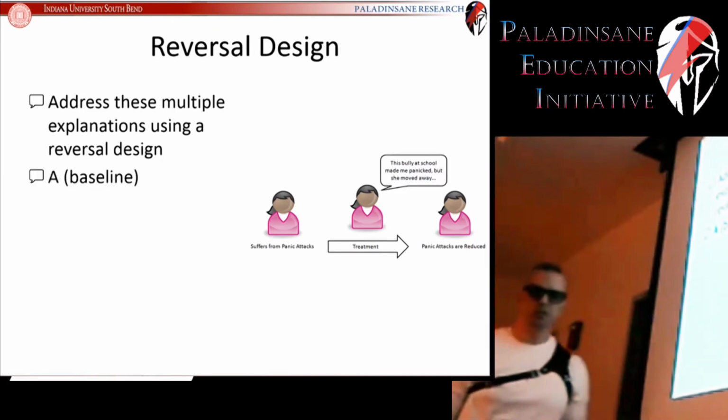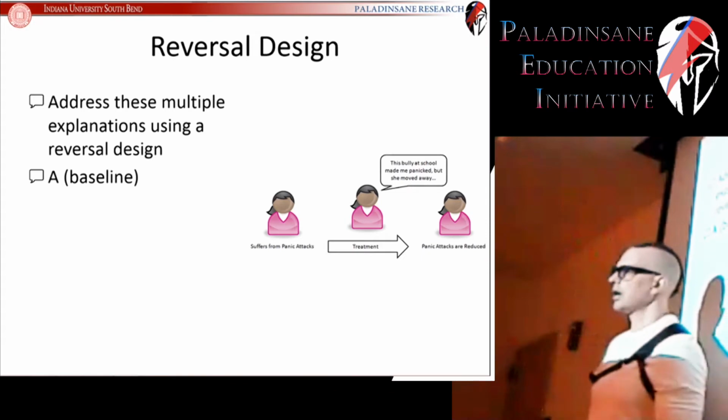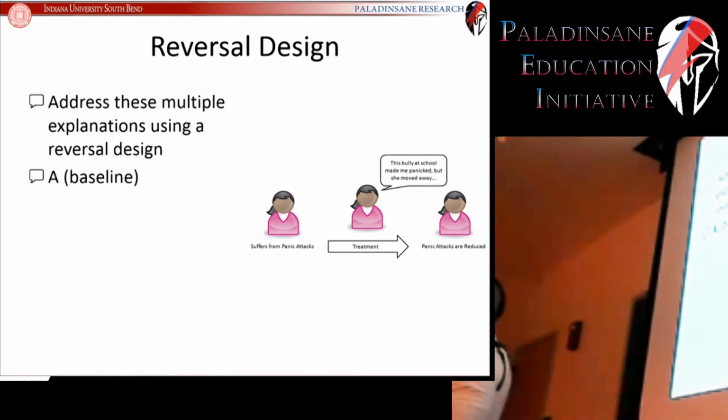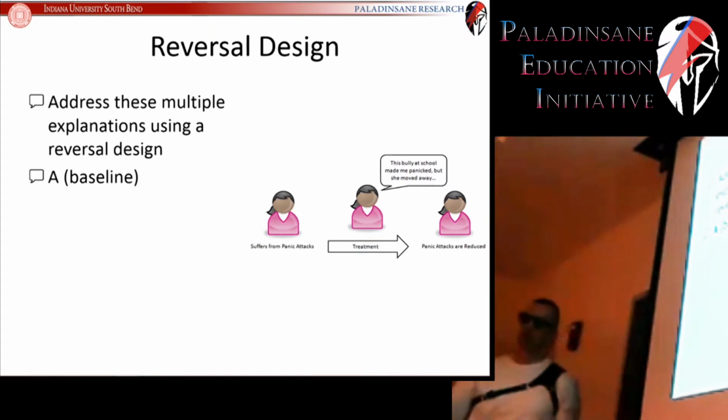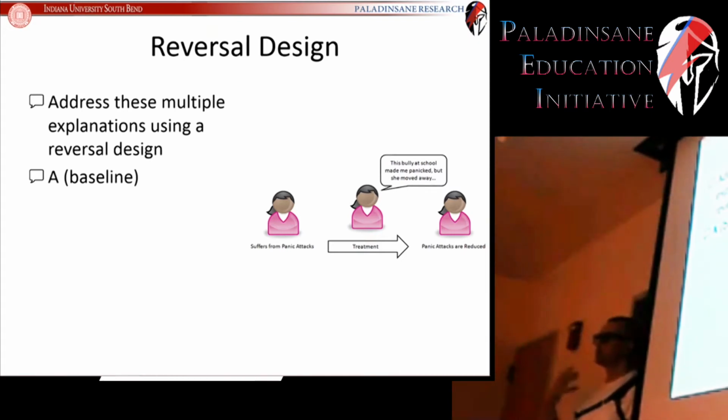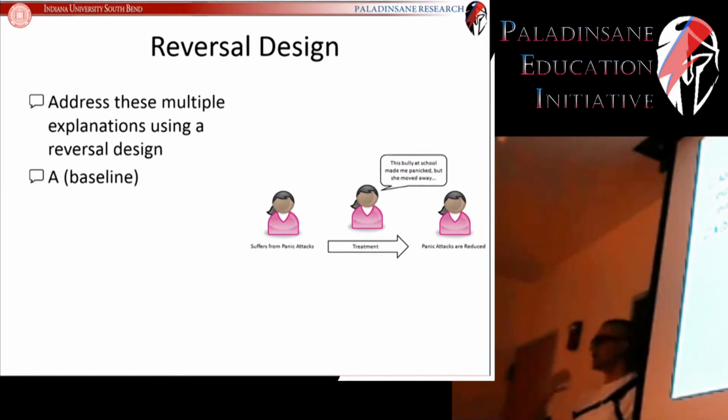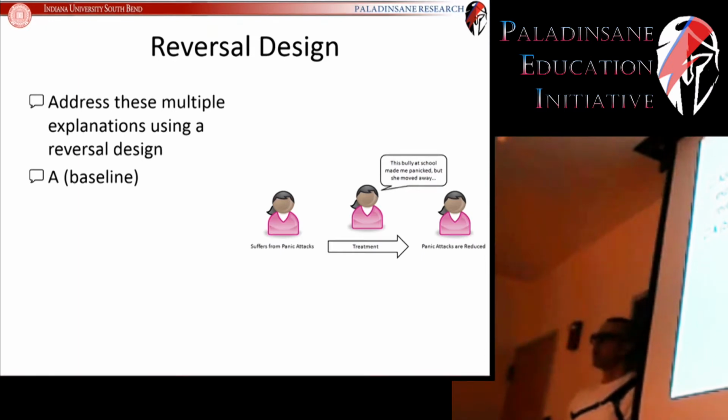So in a reversal design, you start off with a baseline period. During the baseline period, there's no treatment. This is when the subject first comes to you and says, I'm having panic attacks, and you determine that it's not dangerous, and then you send them away for a week and you say, I want you to track how often and how long your panic attacks are.